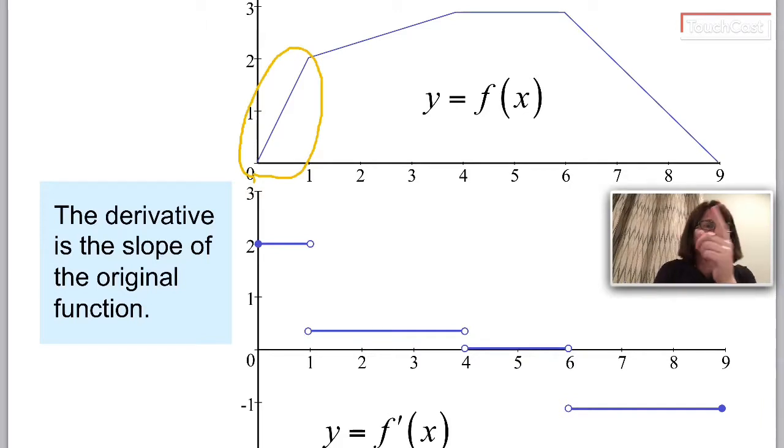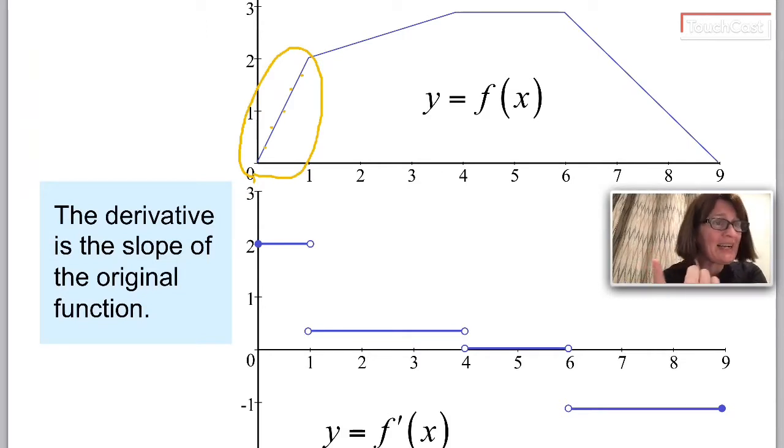I can find 2 points on the line, y2 minus y1 over x2 minus x1, and it seems to me that the slope is 2. Well, it doesn't matter where along the line I pick, here, or here, or here, the slope is 2 everywhere on that line segment. So if I wanted to make a graph of the derivative, I'm going to have the output values, the slope, my new y, my f prime values, be 2 for that whole part of the domain from 0 to 1.